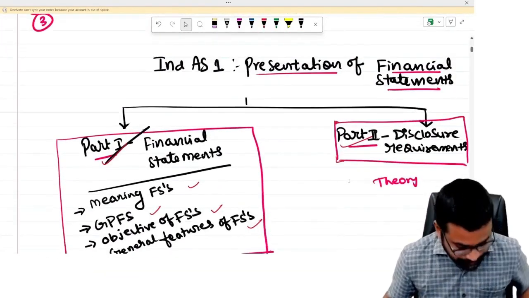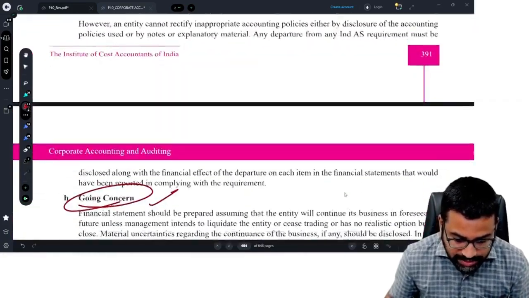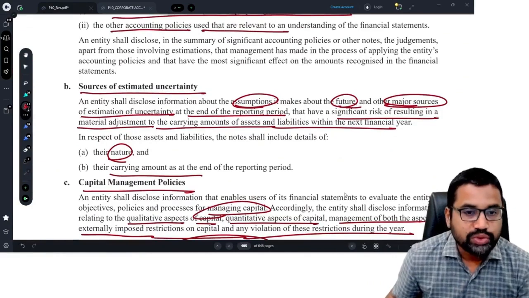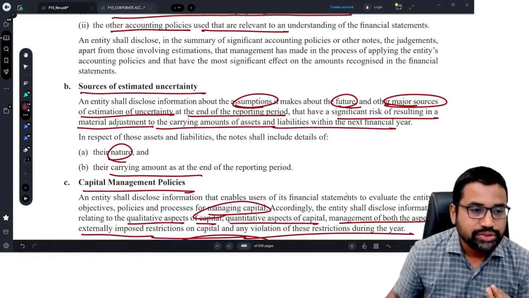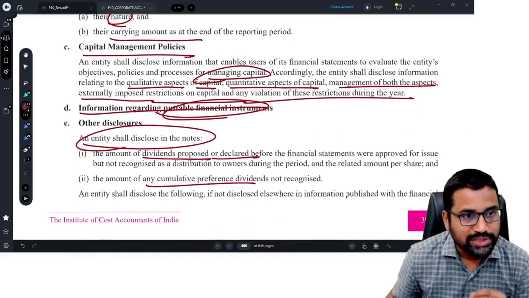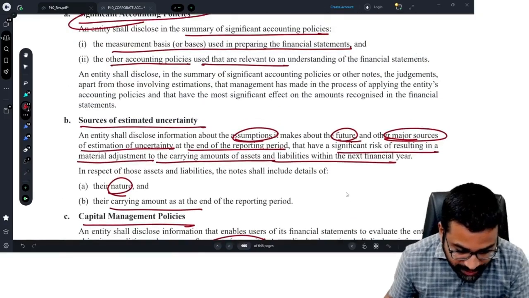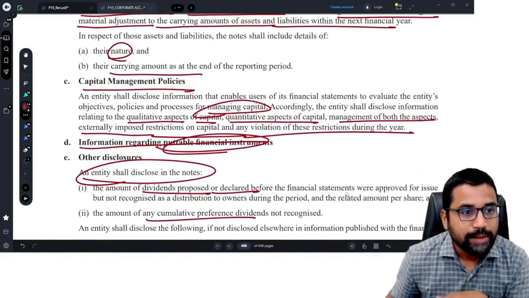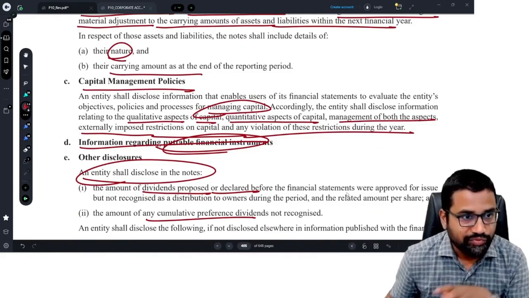And disclosure requirements. So what points we need to disclose? Simply you remember all significant accounting policies, whatever we followed in the preparation and presentation of financial statements, you disclose it. And also what are the sources of estimated uncertainty? If you are making any accounting estimates, what is the source of that estimation? What is the nature of the assumptions you make? All those things you disclose. And also capital management policies you disclose. So suppose there is a question from Ind AS 1, explain the disclosure requirements, you just write these headings. Significant accounting policies should be disclosed, sources of estimated uncertainty you should disclose, capital management policies, information regarding financial instruments, and other disclosures. So 5 headings you remember.